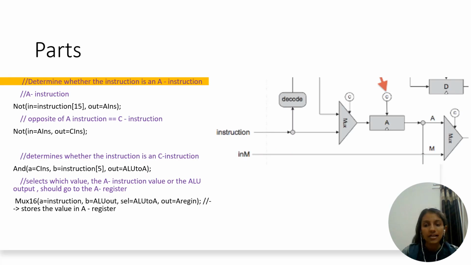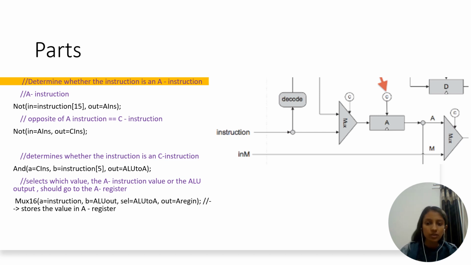Then let's come to the HDL code of the Hack CPU. We are starting from the parts, and the first gate we are using here is the NOT gate. It is basically used to tell whether the instruction is C or A. On the basis of the 15th bit, if it is 0 then it is A. The second NOT gate we are using: if it is not A then it will be C.